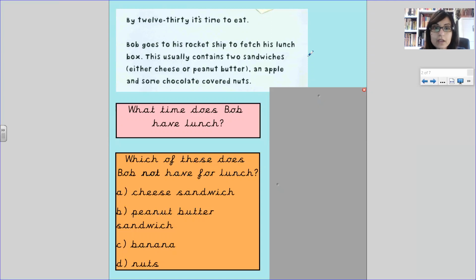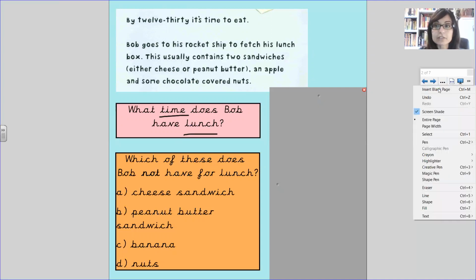So the key idea is that he's having lunch. Where are we going to find this? At the time, it also says time. What time? So we're looking for a time. If we go back to the top, you can pause the video here if you'd like to have a go yourself. If not, then you may continue to listen, and I'm going to change the colour of the pen over here. We'll make it green.